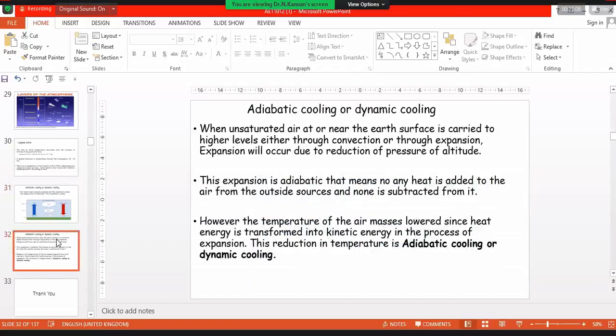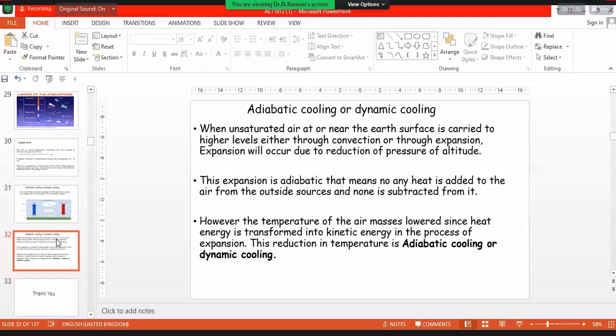This expansion is adiabatic. That means no heat is added to the air from outside sources and none is subtracted from it. I have told you, when you change the temperature, there is no addition or subtraction of energy from the system. Therefore, we label it an adiabatic process. That is the second point.